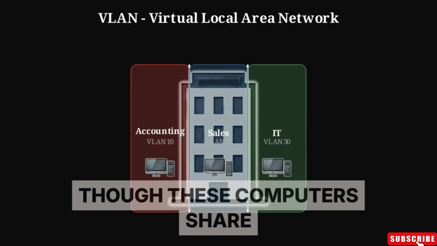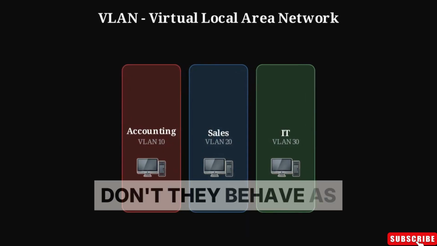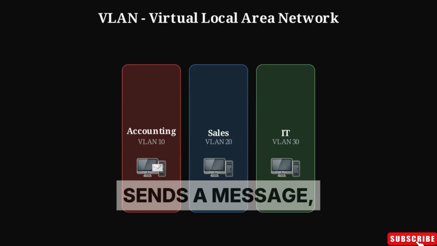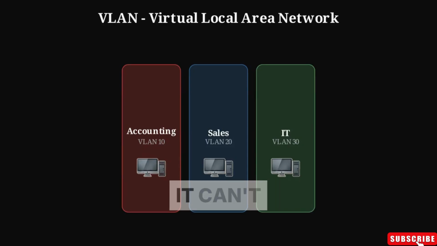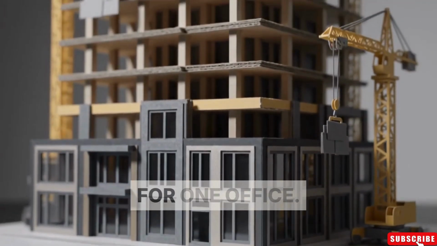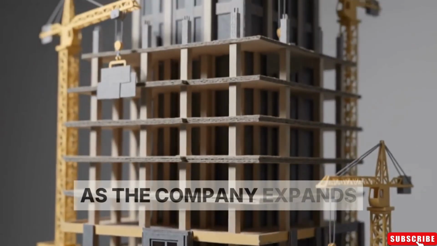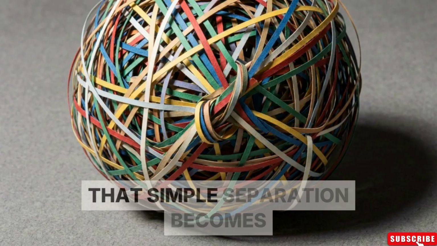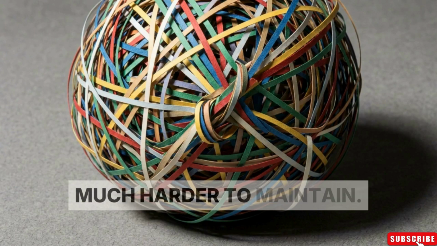Even though these computers share the same physical hardware, they behave as if they are in different buildings. If an accounting computer sends a message, it stays within those red walls. It can't leak into the sales or IT areas. This works perfectly for one office, but as soon as the company expands to a second floor or a new building with its own hardware, that simple separation becomes much harder to maintain.